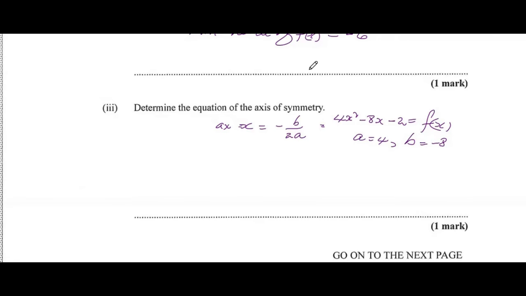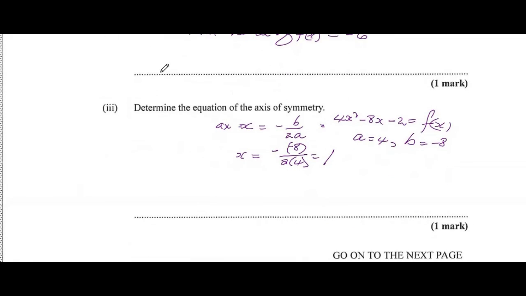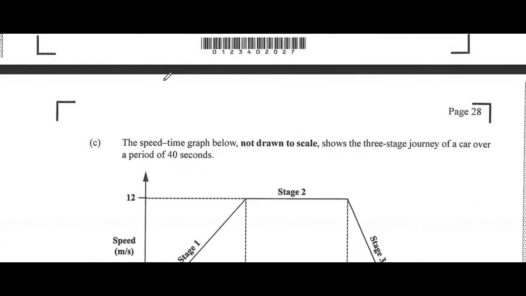So x would be equal to negative 8 over 2 times 4. This is when x is equal to 1. And if you notice, the previous question, I actually worked it out already, because you could use this expression in brackets to find the axis of symmetry. Okay? Let's move on.